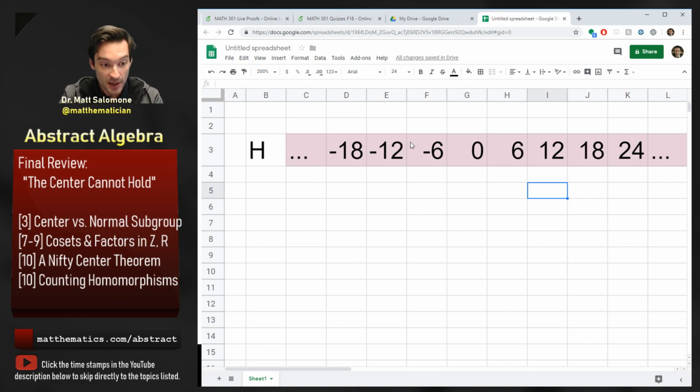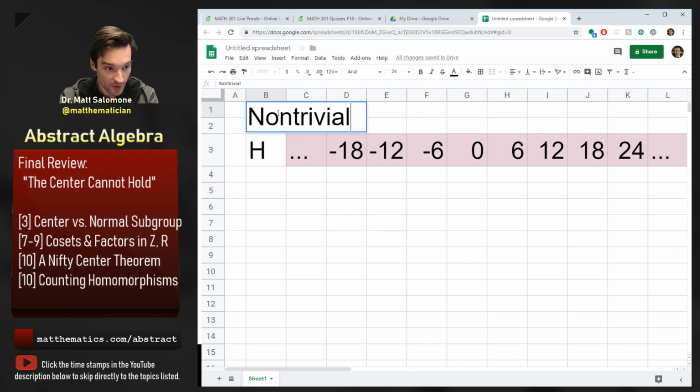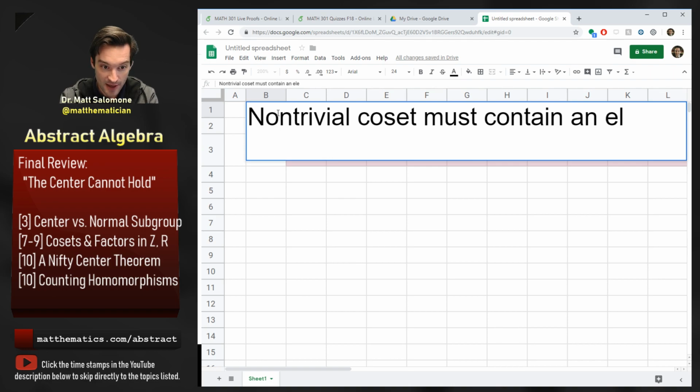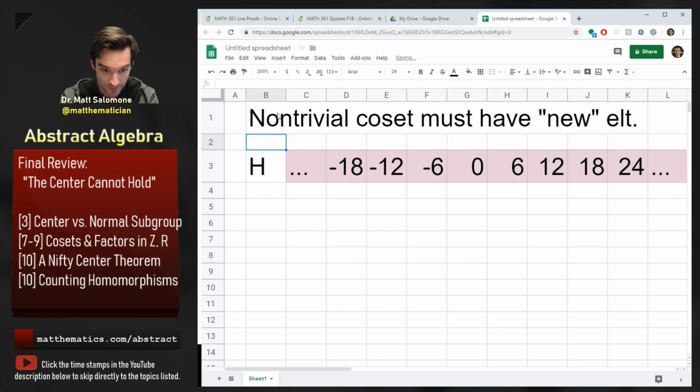Because it's a subgroup, it's going to be closed under the operation of my group. My operation is addition, right? So if I pick any one of these numbers and I add it to any other of these numbers, I'm going to get another one of these numbers. So the question now is, how do I find a non-trivial coset of this subgroup? A non-trivial coset must contain new elements.